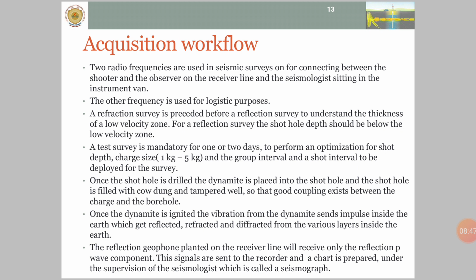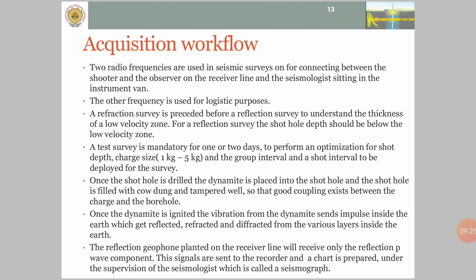A test survey is mandatory for 1 or 2 days to perform an optimization for shot depth, charge size, which can be between 1 kg and 5 kg of dynamite, and the group interval and shot interval to be deployed for the survey. Once the shot hole is drilled, the dynamite is placed into the shot hole, and the shot hole is filled with cow dung and tamped well so that good coupling exists between the charge and the borehole. Once the dynamite is ignited, the vibration from the dynamite sends impulse inside the earth, which gets reflected, refracted, and diffracted from the various layers inside the earth.